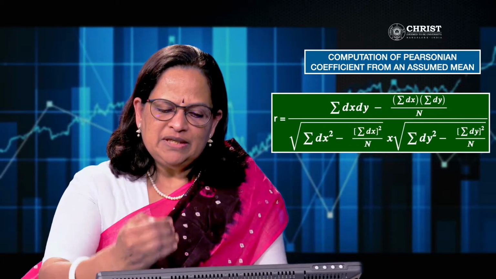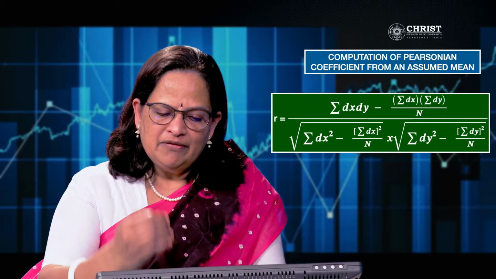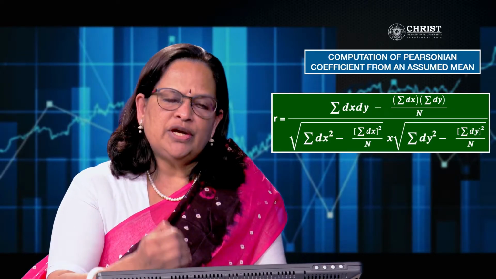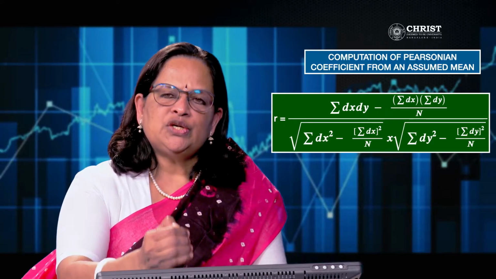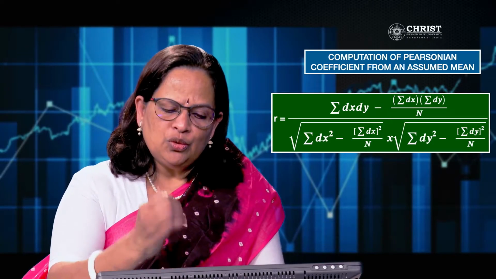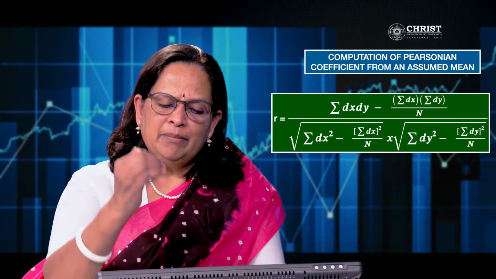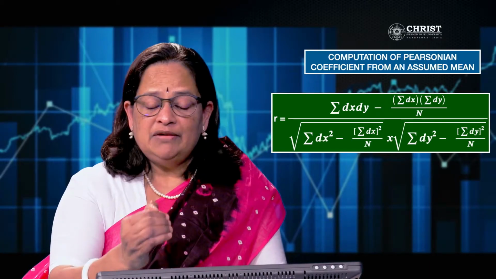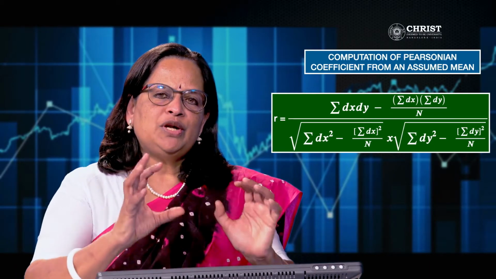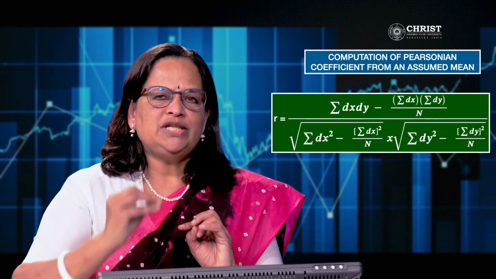The formula for computing r based on assumed mean is r is equal to sigma dx dy minus sigma dx into sigma dy divided by n, the whole divided by root of sigma dx squared minus sigma dx squared divided by n into root of sigma dy squared minus sigma dy squared divided by n. So it's a lengthy equation, but if you understand the logic, then it will be easy.